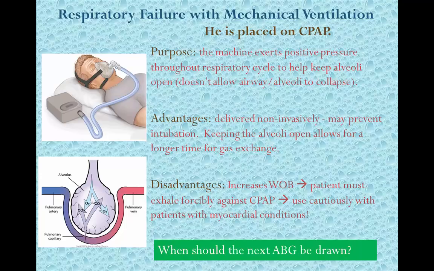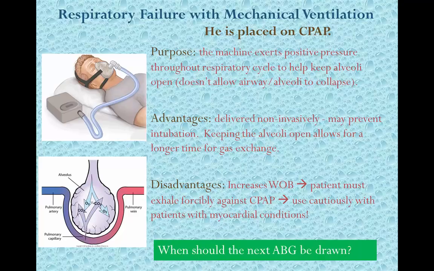So therefore, it would be used cautiously if the patient was having a respiratory problem and had a history of coronary artery disease or was currently having a respiratory and a cardiac problem at the same time. And then once this maneuver is deployed, again by the respiratory therapist, when should the next ABGs be drawn? Now, before I answer that question, I do want to say that you might have heard of CPAP, you might have heard of BiPAP, and inquiring minds, if you want to know some of the differences, then just email me.